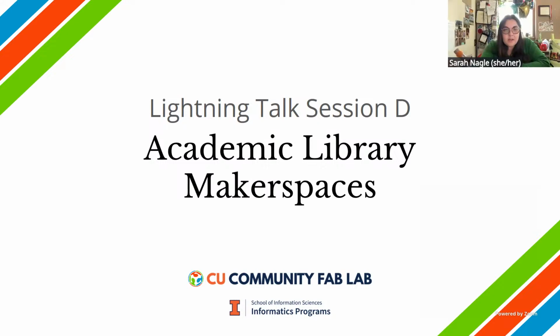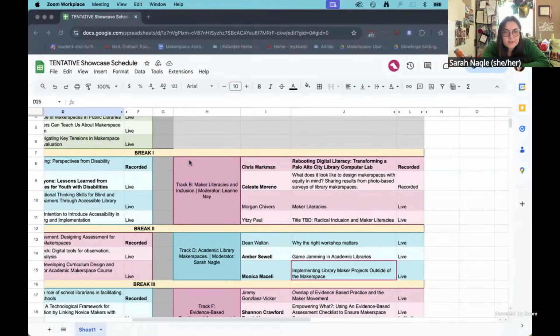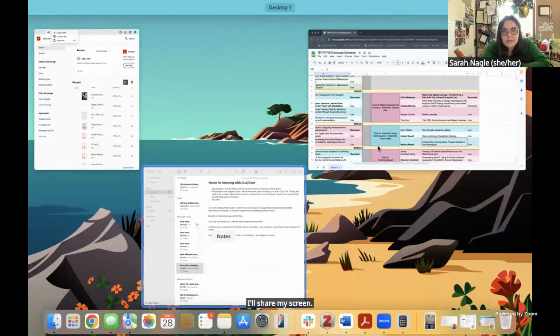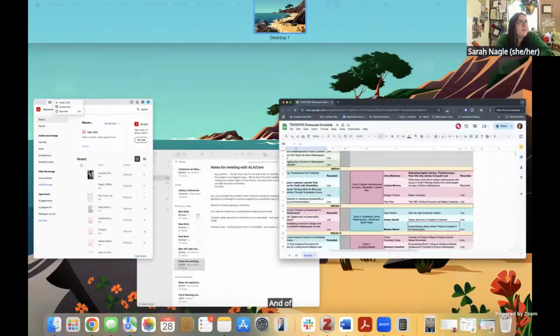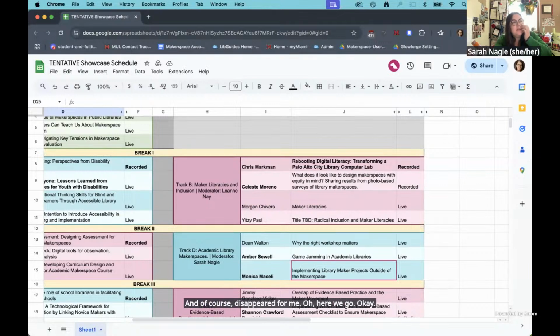Okay, it is 2 o'clock, so we will get started. Let me actually share my screen. Find the right screen here. Is everyone seeing the spotlight? It of course disappeared for me. Oh, here we go. Everyone's seeing the background that says Academic Library Makerspaces? Okay, anyway, it'll only be there for a minute.